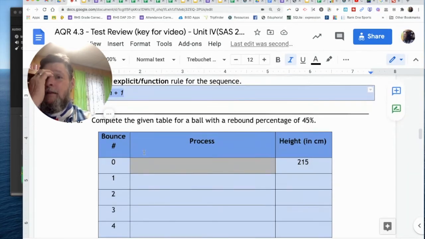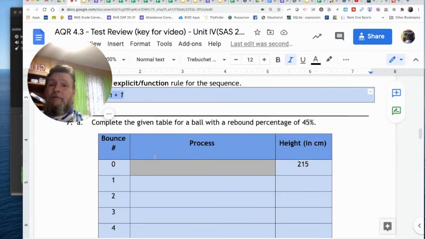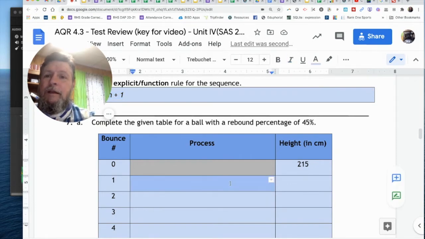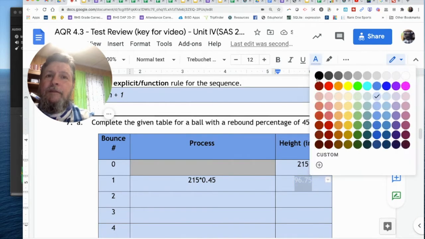So complete the given table for a ball with a rebound percentage of 45%. So the initial bounce or drop height is 215 centimeters. So we're going to multiply this 215 times the rebound percentage in its decimal equivalent. And as you can see, what happens here is we multiply 215 times 0.45. All right. And that comes out to 96.75.